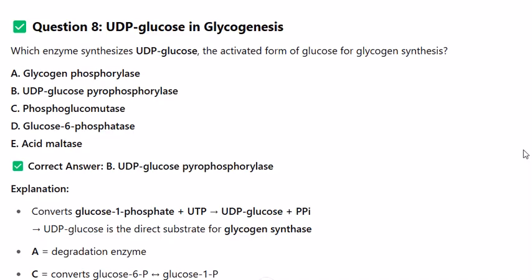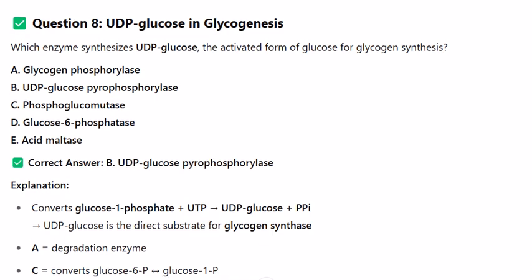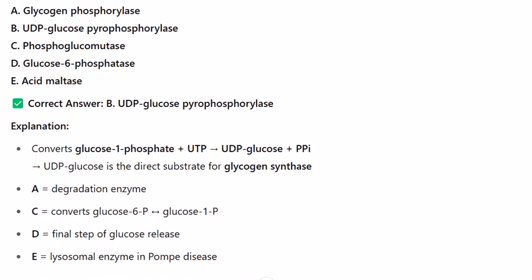UDP-glucose pyrophosphorylase. Explanation: it converts glucose 1-phosphate plus UTP into UDP-glucose plus PPi. UDP-glucose is the direct substrate for glycogen synthase. A equals a degradation enzyme. C equals converts glucose 6-phosphate to glucose 1-phosphate. D equals final step of glucose release. E equals the lysosomal enzyme in Pompe disease.